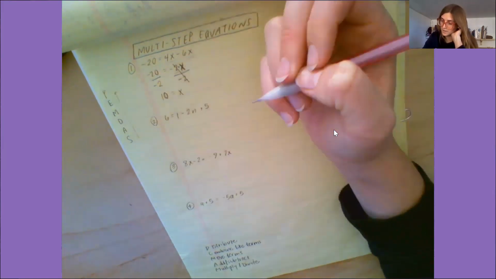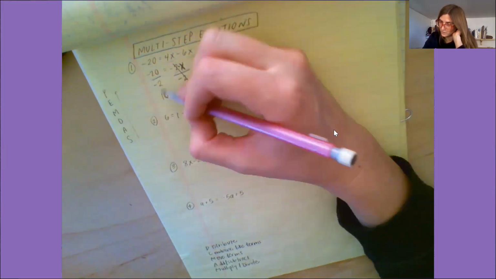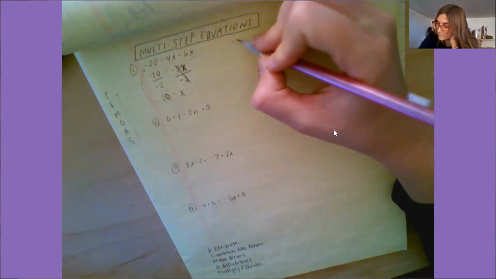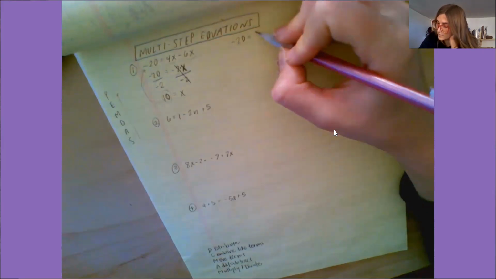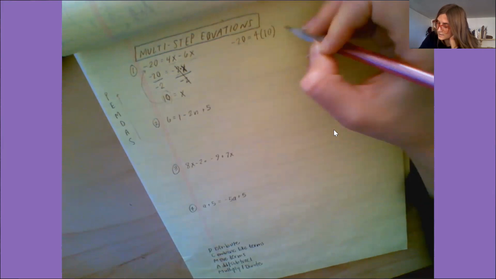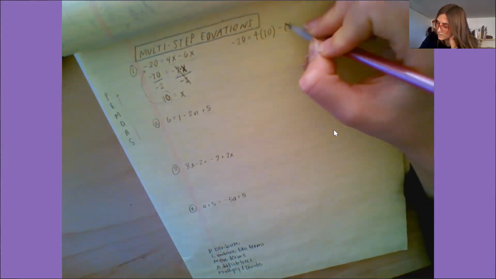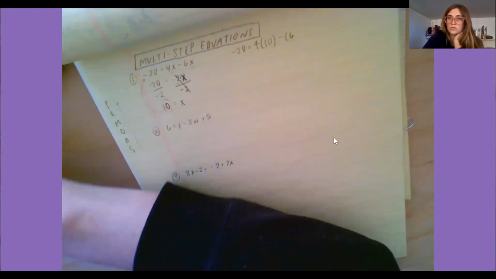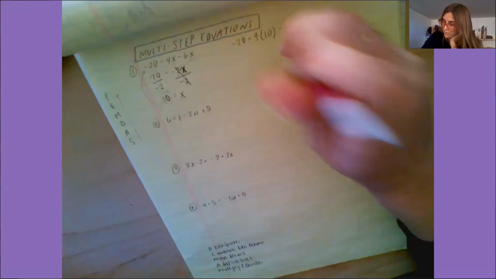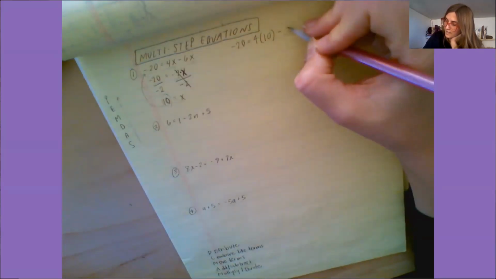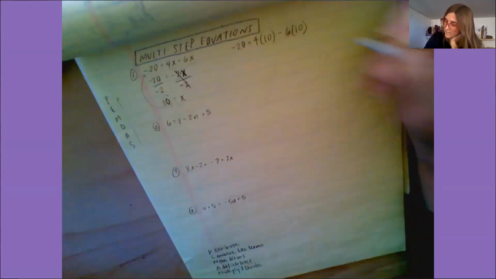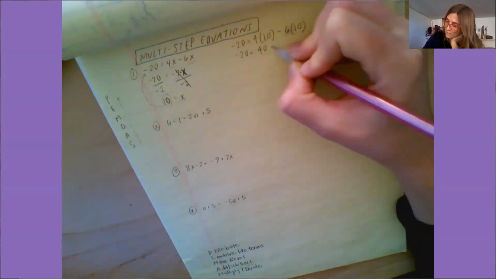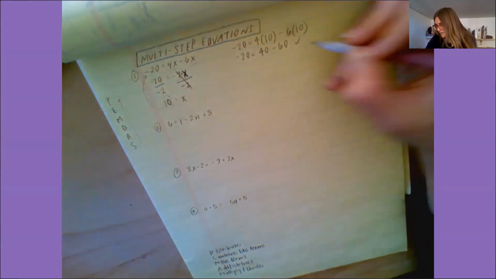So let's think about that. Let's plug that back in to the original equation and just check our work. So I'd get negative 20 equals 4 times 10 minus 6 times 10. Then I get negative 20 equals 40 minus 60, which yes, that is true.